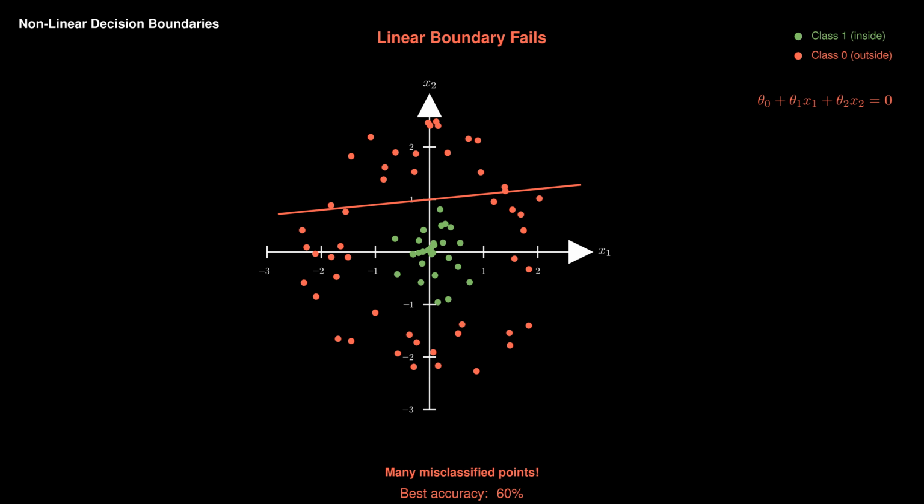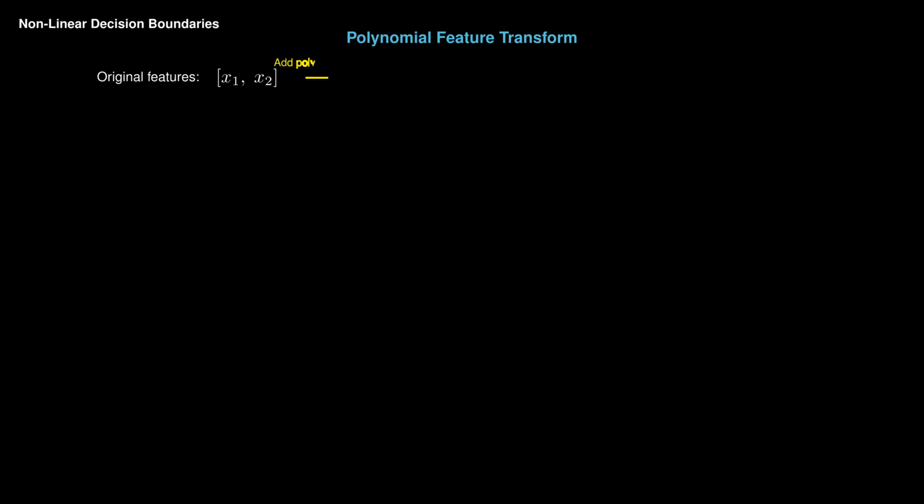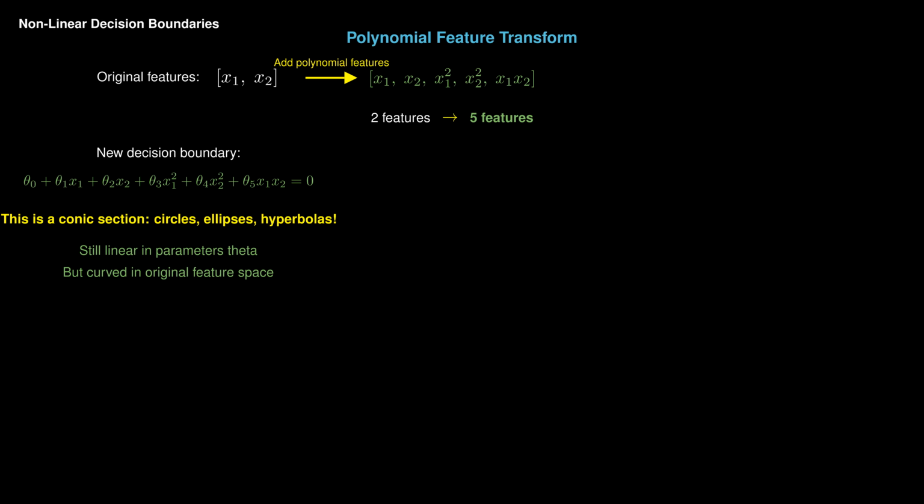The model simply does not have the capacity to represent a circular boundary. A straight line cannot approximate a circle. We need more expressive features. Here is the key idea. We add polynomial features. Instead of just x1 and x2, we also include x1 squared, x2 squared, and x1 times x2. Our feature vector goes from 2 dimensions to 5 dimensions.